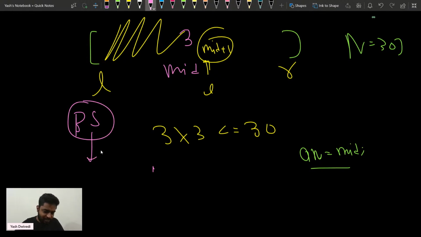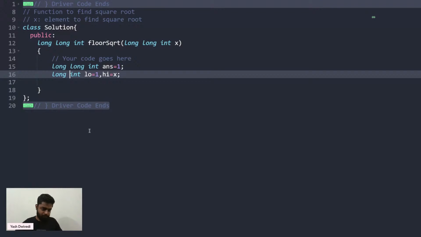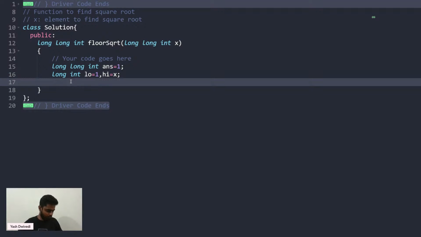When I do binary search, the time complexity for finding this will be nothing but logarithmic of n. Please write log n in the chat, everyone, if you are clear with this thing, that basically I'm applying the binary search approach here. Okay, Rishit is saying clear.